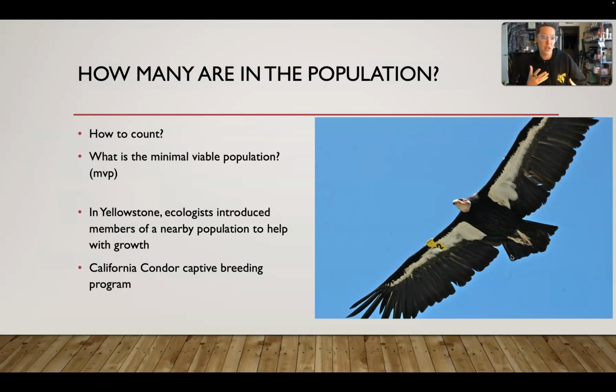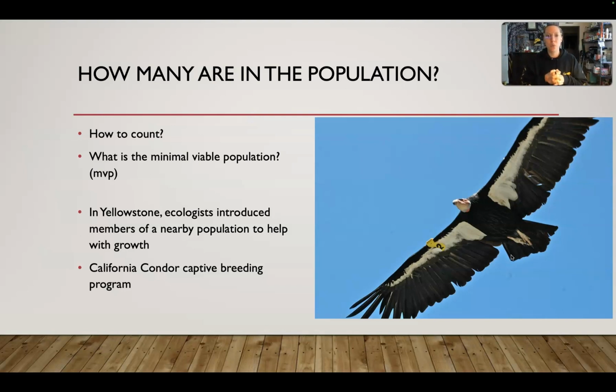In Yellowstone, ecologists introduced members of a nearby population to help growth, right? Because we were like, oh gosh, the wolves are gone. That's not very good. So we reintroduced a population from somewhere else in order to help boost local populations.